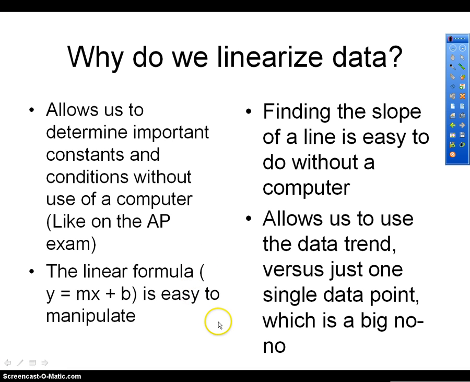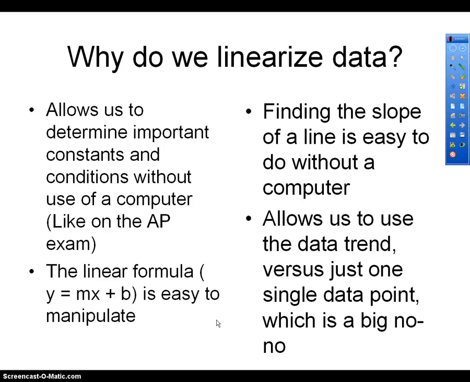So why do we linearize the data? Why do we need to know this? One of the big issues you have with the AP test is you don't have a computer available to you. So when you need to analyze data, sometimes it's difficult if the formula happens to be quadratic, or a square root, or an inverse. There's not a really easy way to analyze data and actually use that data to determine anything.